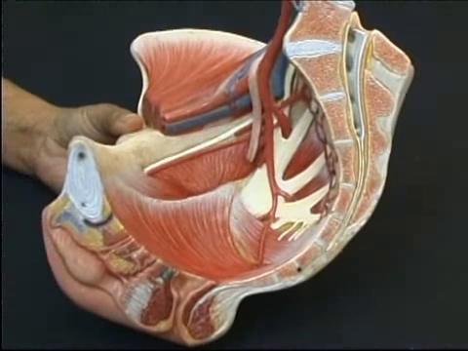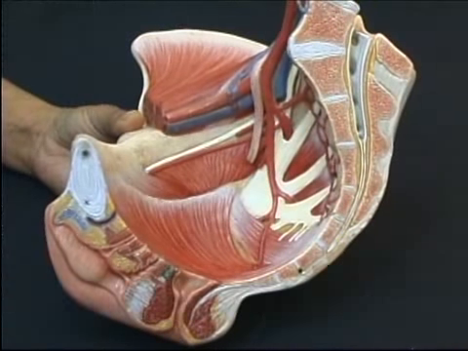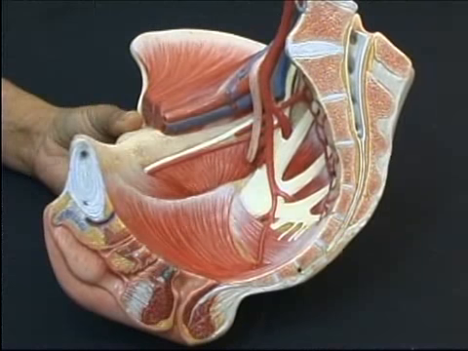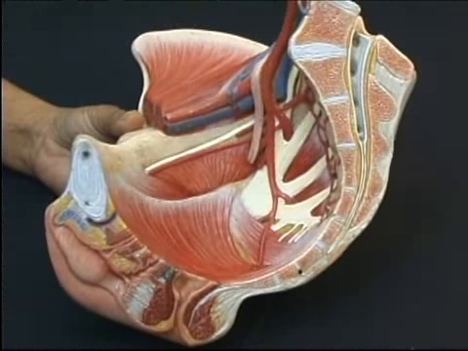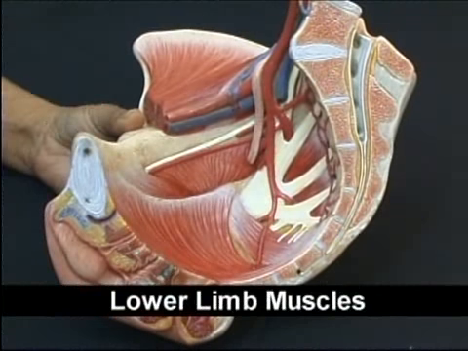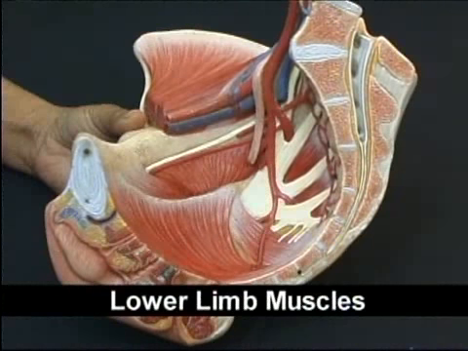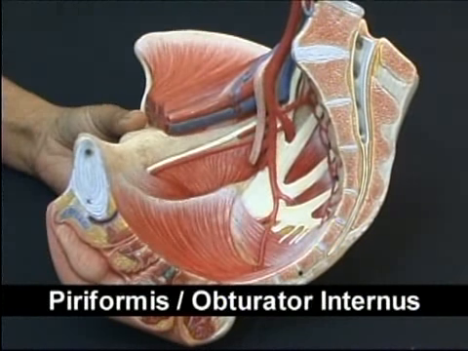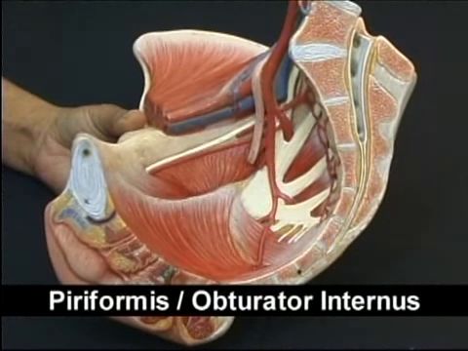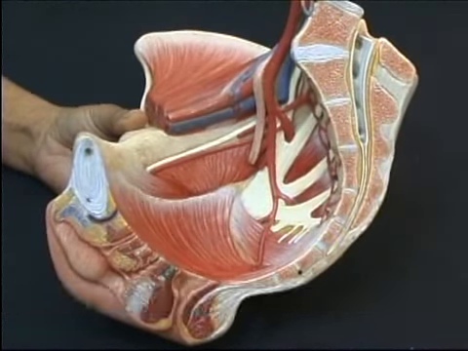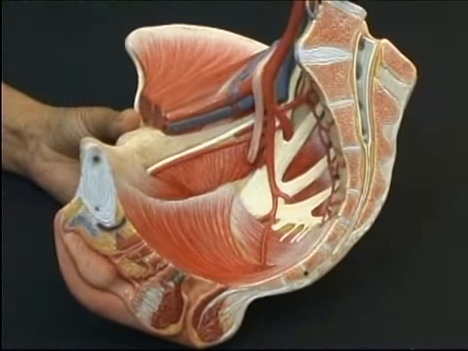On this model, I'm going to demonstrate the muscles of the pelvis. There are 4 muscles which are found inside the true pelvic cavity. 2 of the muscles are the muscles of the lower limb, and 2 of the muscles form the pelvic floor. Piriformis and obturator internus are the muscles of the lower limb. Let me demonstrate the position of the piriformis muscle.